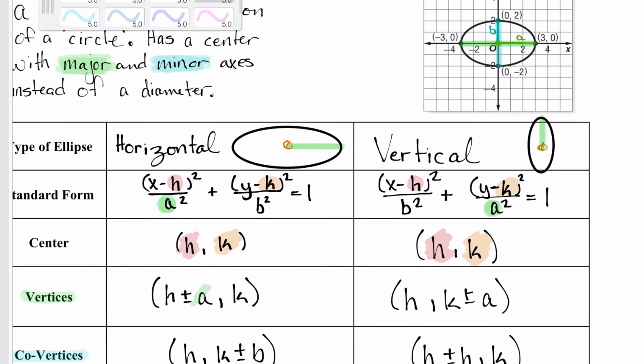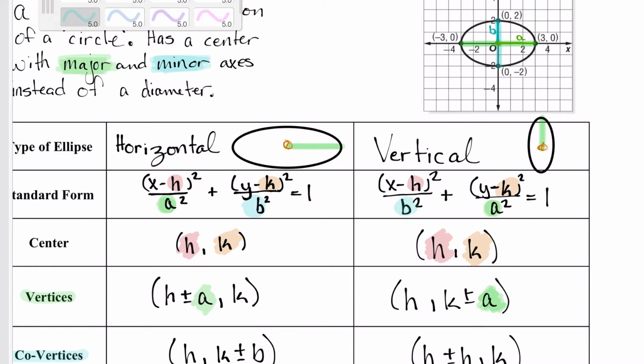So here, because our largest number is underneath our X, we would move from our center left and right, whatever that value of A is. Because the A is underneath our Y value for the vertical ellipse, that means we are moving up and down that value of A from the center. So we're adding and subtracting A from our center.